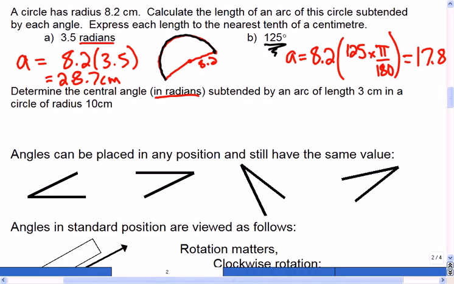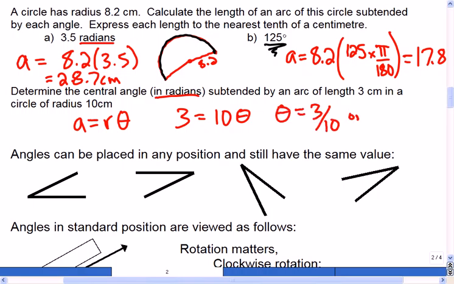Okay, so all we're going to do is manipulate that formula, A equals r theta. So I know that the arc length is 3, and I know that the radius is 10. So theta must be equal to 3 over 10, or 0.3 radians.